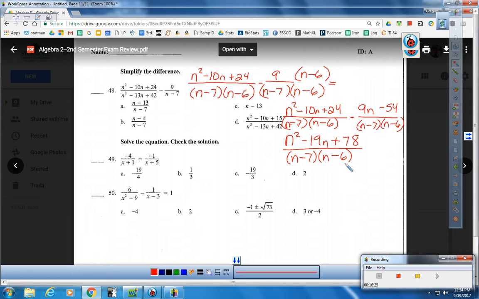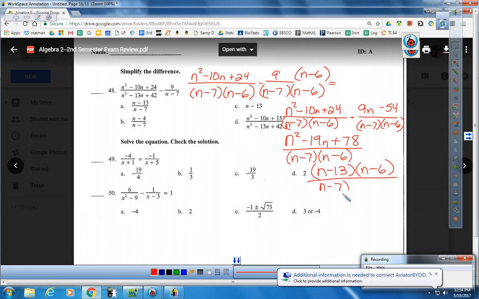Now I'm trying to think to myself, are there any two numbers I know that multiply together to get a positive 78 and add together to get a negative 19? Well, 78 is 13 times 6. So this top actually factors into n minus 13 times n minus 6. That's all over n minus 7 times n minus 6.